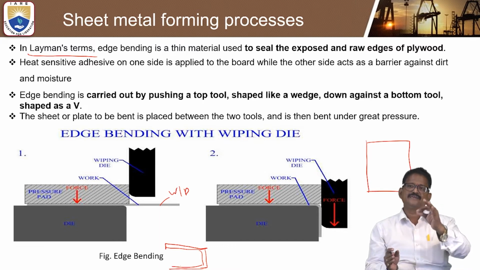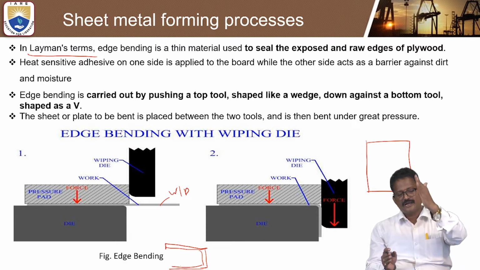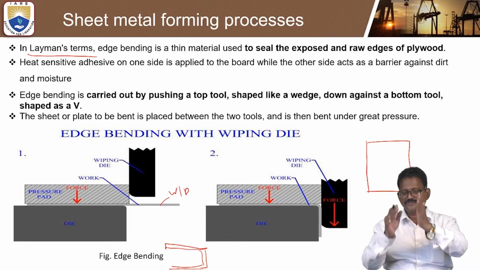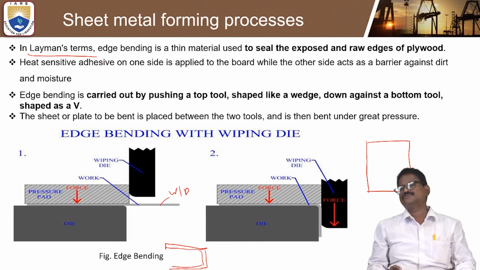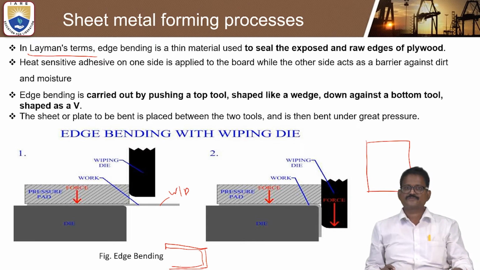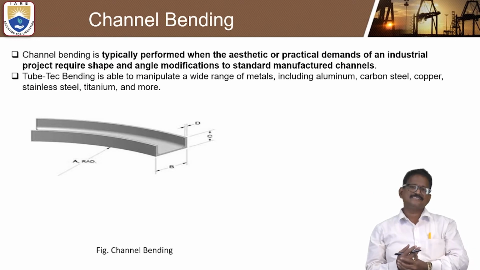There will be a die, then the workpiece, and above that there will be a pressure pad, and we apply the force, and we can use the wiping die. Whatever type of bend should happen, only that type of thing you are able to perform. Now let us see the channel bending.